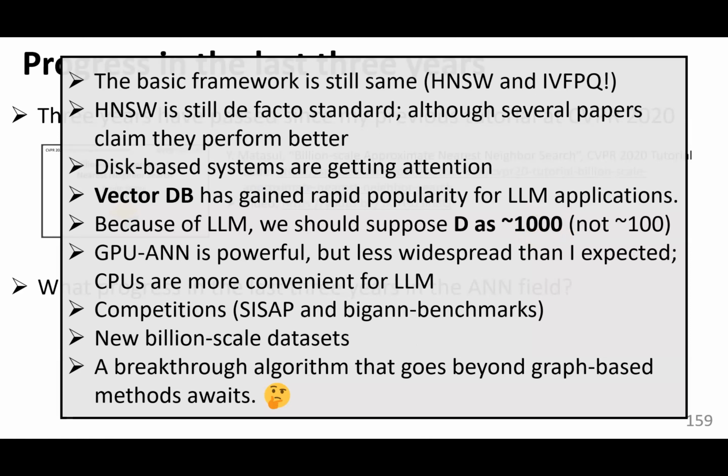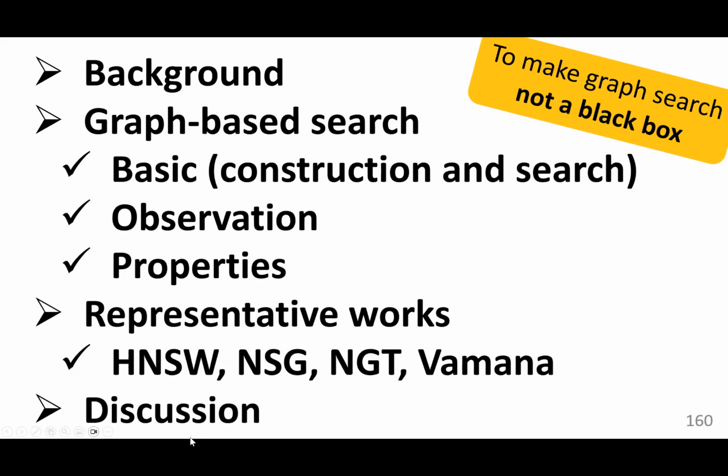And GPU nearest neighbor search is powerful, but it's less widespread than I expected. I thought that everyone used GPUs, but now not so much. GPUs are still powerful, but anyway, CPU is cheap. And there are two competitions, the CVPR competition and the big-ann-benchmarks competition, and maybe next time Martin will explain another one. Okay. And there are new billion-scale datasets. And in my opinion, graph-based search is kind of immature. A breakthrough algorithm that goes beyond graph-based search is awaited. Okay, this is the end of my talk.